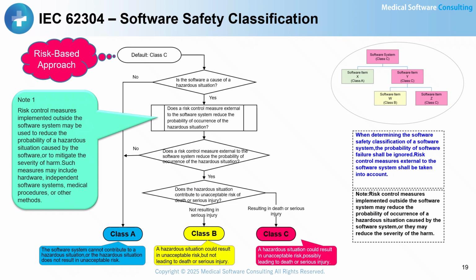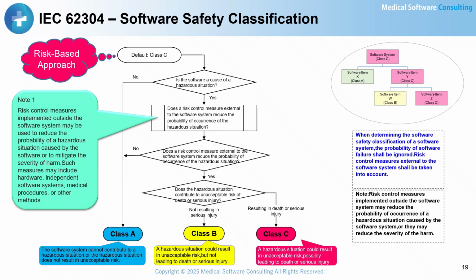In other words, IEC 62304 adjusts the requirements for each software process, activity, and task according to the potential impact on patient safety if a software item within the system were to fail. This is what we call the risk-based approach.